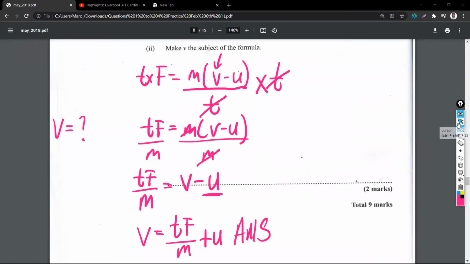If you're not understanding this, guys, watch the video I sent in the group about making the subject of the formula. That's what the topic is. If you have weakness in this, just watch that video. Cool?